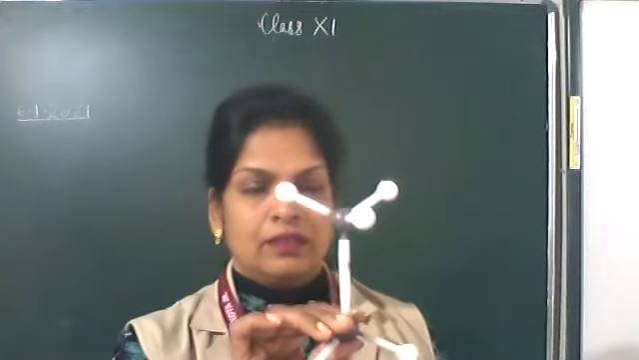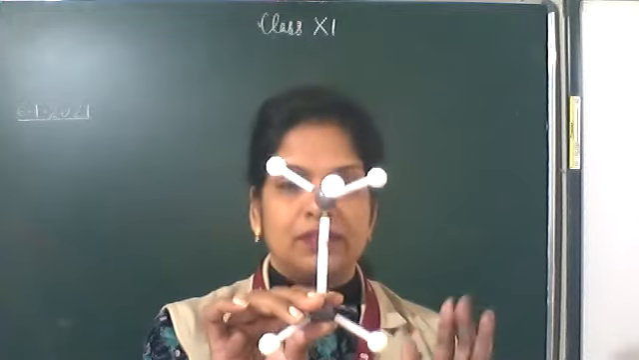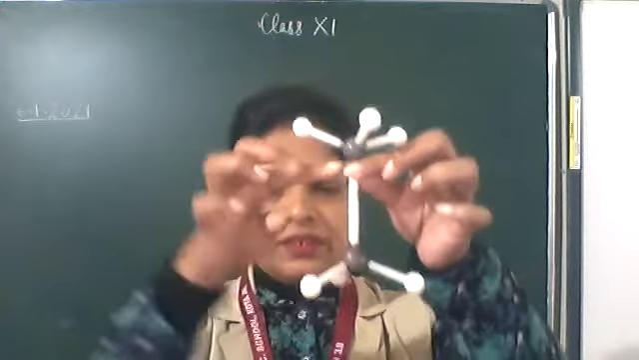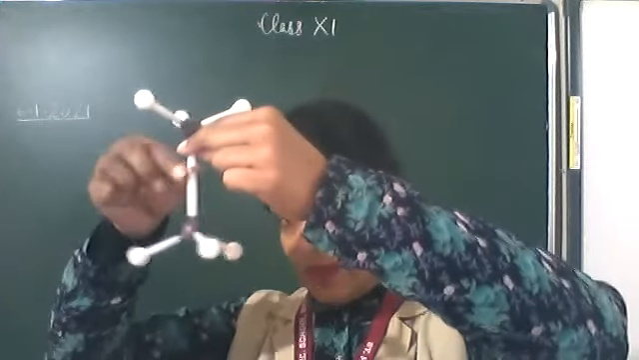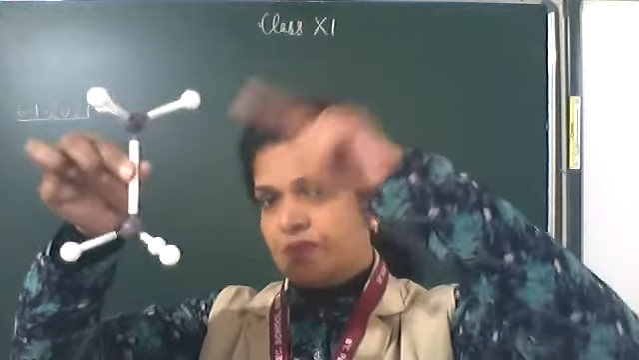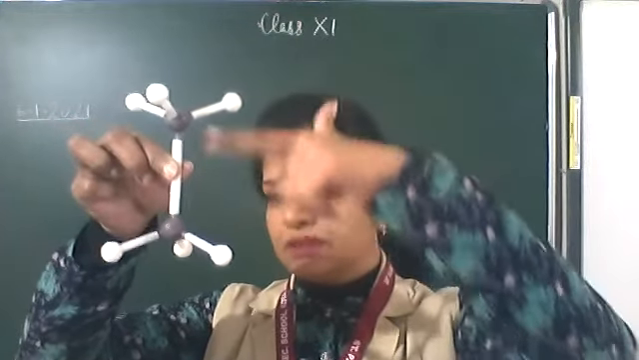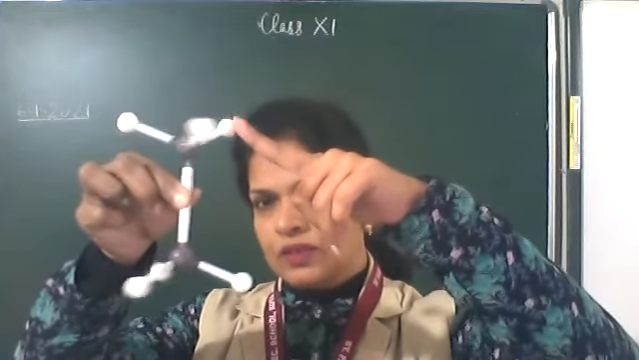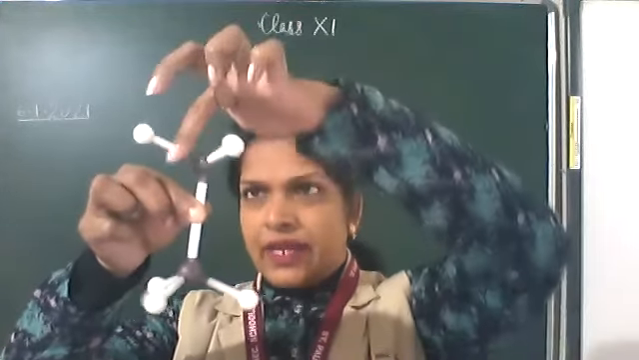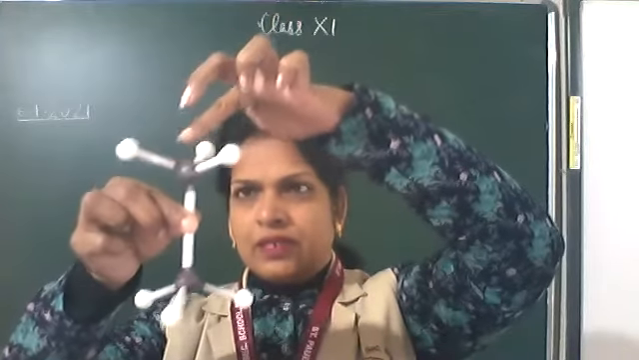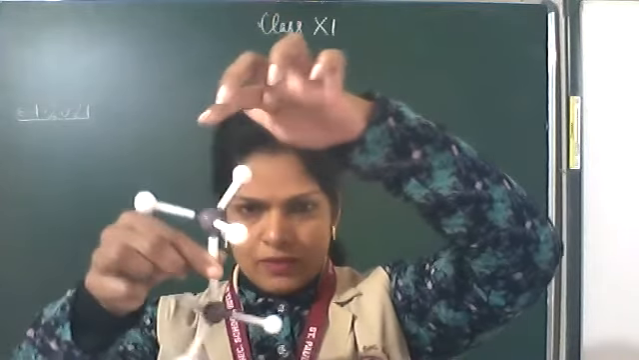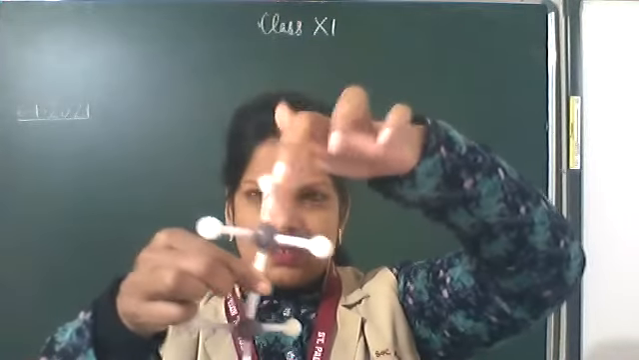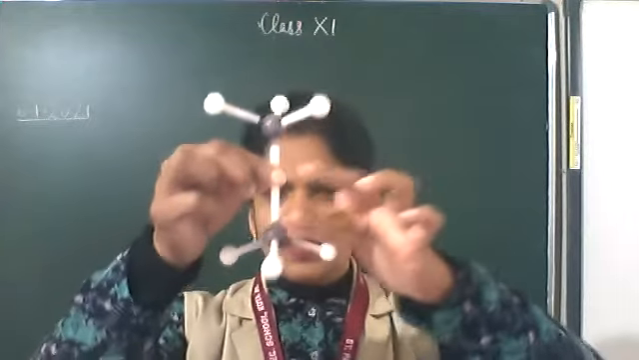Ethane. Only sigma bonds you are seeing. The single bond means that is a sigma bond. This is a CC single bond. This is a CH single bond. Then CH single bond. Then CH single bond. So you can see CH, CH, CH and a CC single bond.